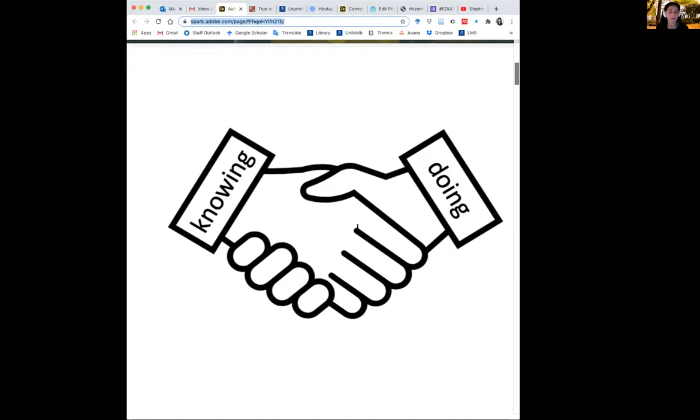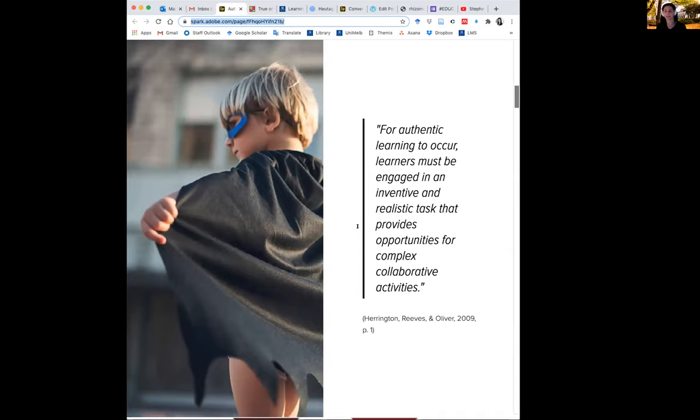For authentic learning to occur, learners must be engaged in an inventive and realistic task that provides opportunities for complex collaborative activities. I really like this picture of the little boy being a superhero, because I believe it encapsulates a term that I encountered when learning about authentic environments, which is cognitive fidelity. Cognitive fidelity means that the learning environment should faithfully represent the mental demands that happen in the real world. So it's about the thought processes, the problem solving, and the decision-making skills required. Here, the child is the superhero. All his emotions and thinking processes are occurring as if he was the superhero. The mask might not be perfect. He might just have the cape and not the full outfit, but that doesn't stop him from being fully immersed in the experience.